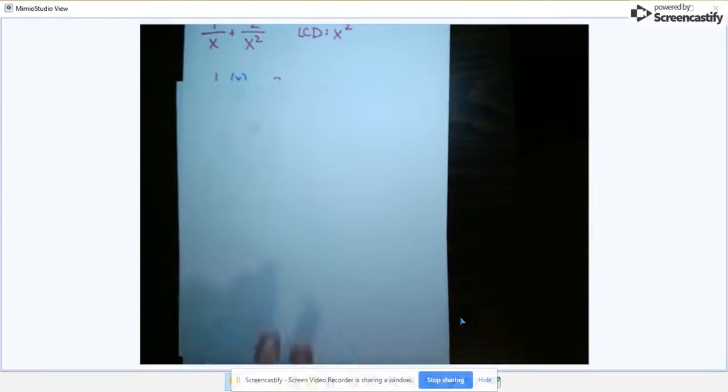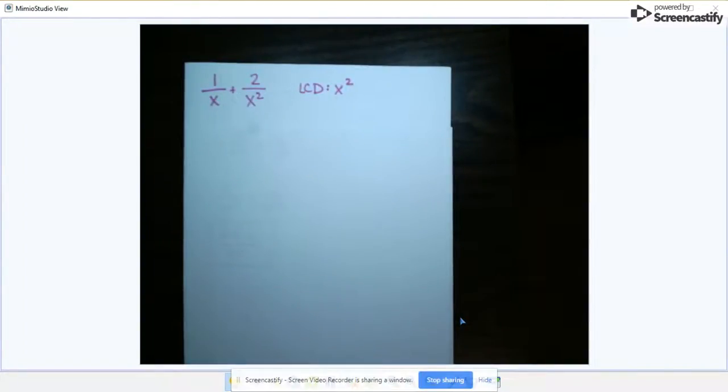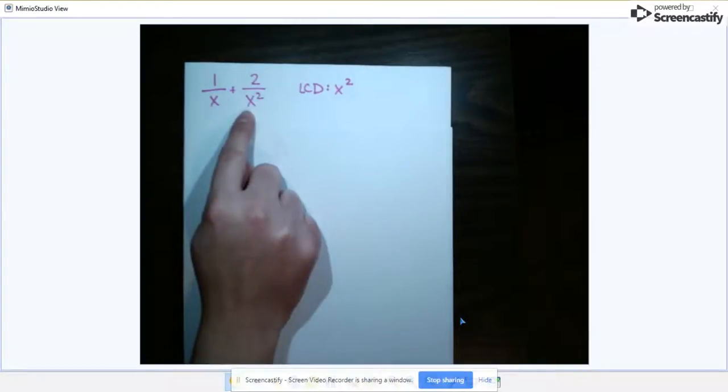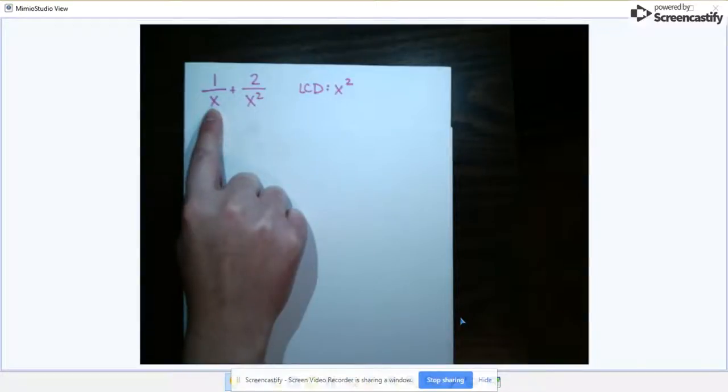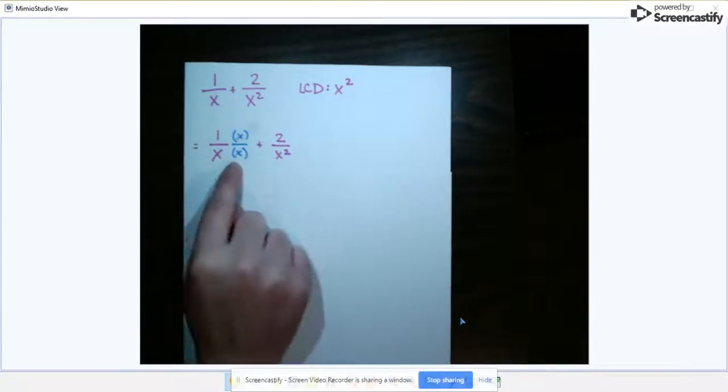Here we do not have common denominators, so we have 1 over x plus 2 over x squared. They have similar denominators, but they're not exactly the same, so we need to find what we call the least common denominator. And our least common denominator in this case is x squared, because both x and x squared go into x squared. So now I need to make both denominators x squared. Well, I obviously don't need to do anything with this, but in order to make an x into an x squared, I'd have to multiply by x. So I multiply by x over x, because x over x is 1. Anything over itself is 1. So I'm not changing the problem, I'm just rewriting it in a different way.